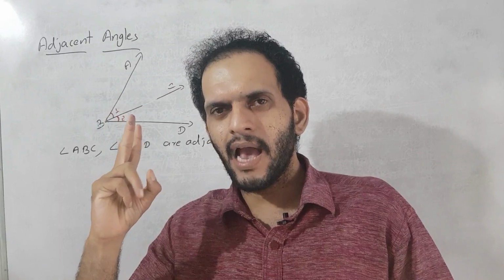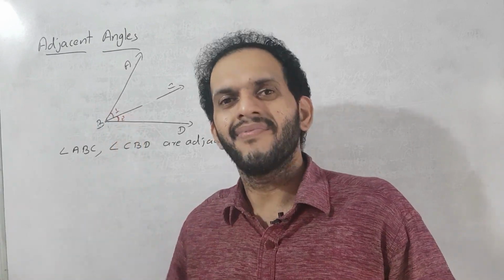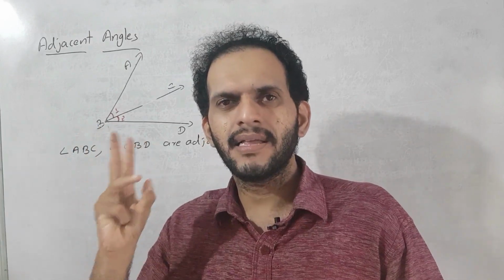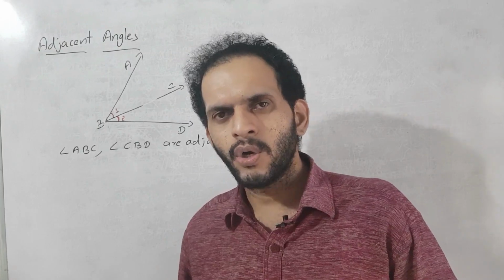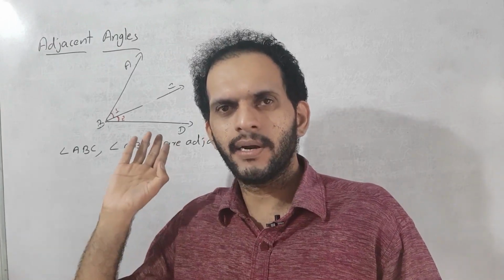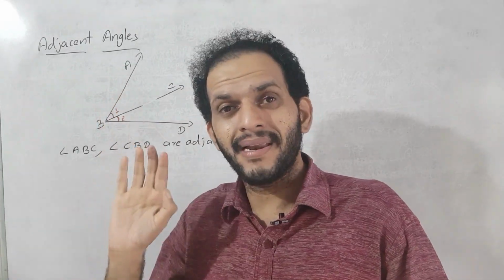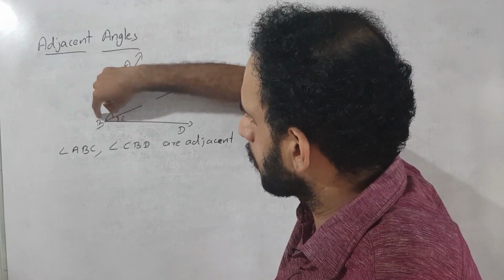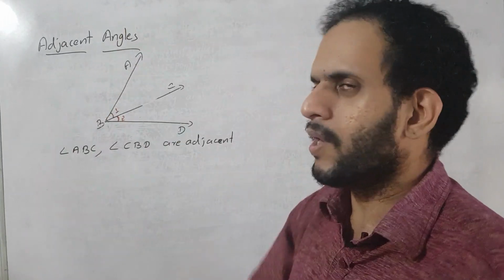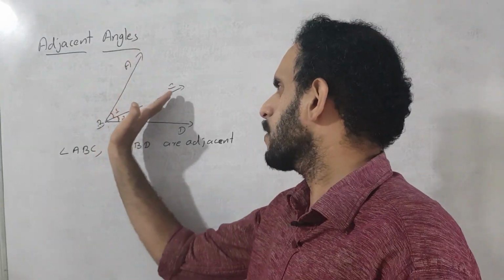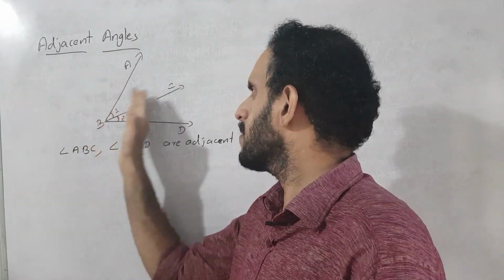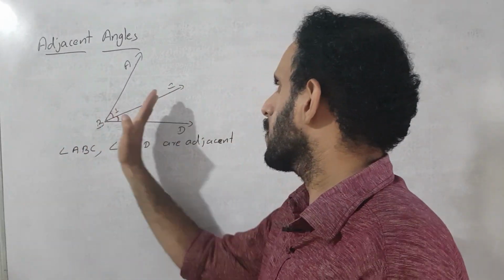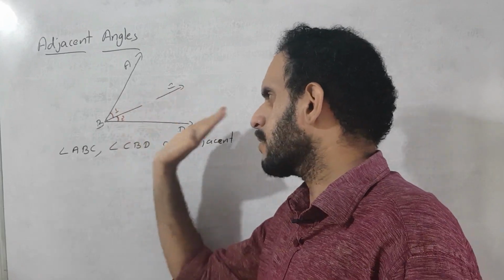What is the second condition? They have a common arm. Then the third condition, what is that? The non-common arms lie on either side of the common arm. Where should the non-common arms be? They should be on the two sides of the common arm. What are the non-common arms here? The non-common arms are BA and BD. Where do they lie? BA lies on one side, above BC, or left of BC, and BD lies below BC, or right of BC.